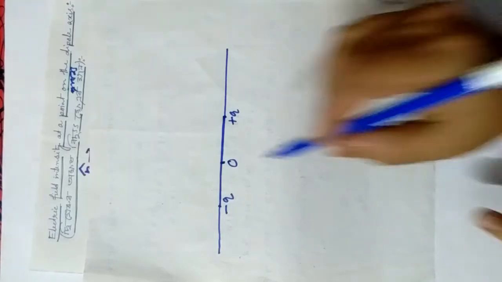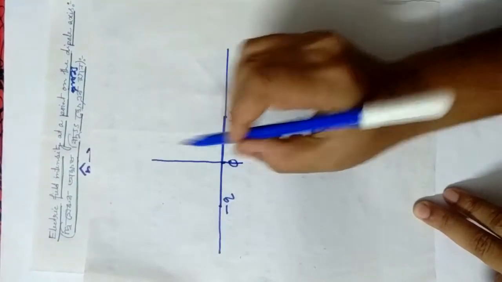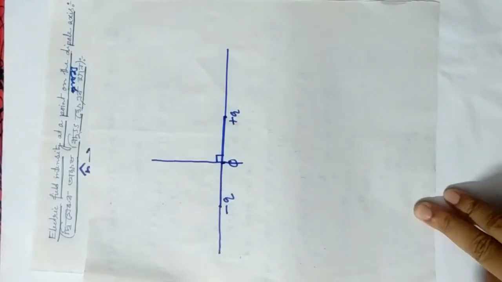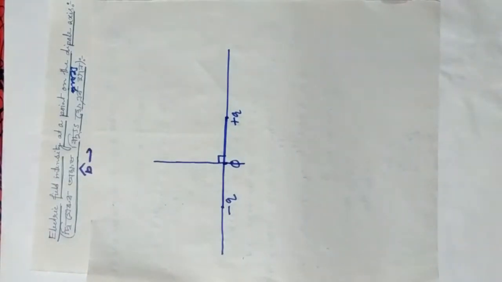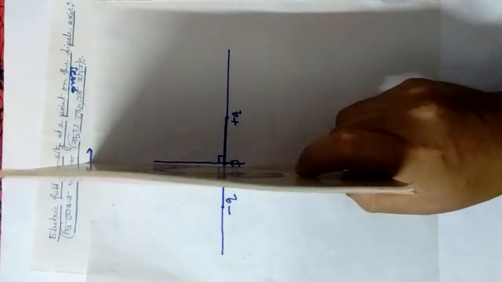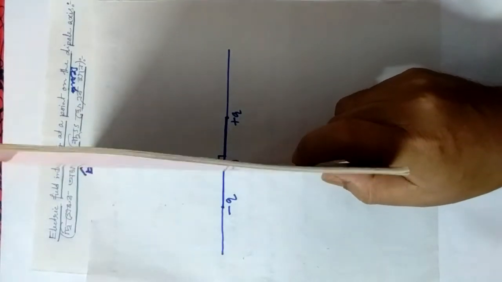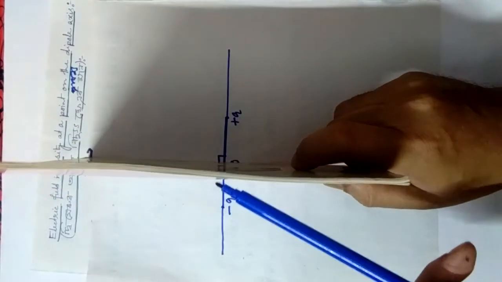Any line perpendicular to the axis of the dipole, making 90 degrees, is called the equatorial line. Or if you imagine any plane passing through the equatorial line, perpendicular to the axis of the dipole, it is called the equatorial plane. This plane is the equatorial plane.